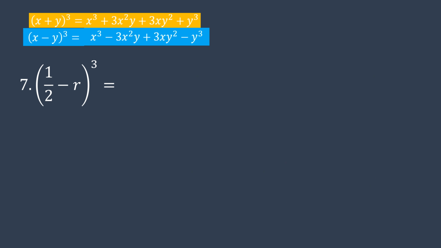Okay, so for our last example, this involves a fraction. So since it's a minus, we have to follow this model. So x cubed refers to our first term to be cubed. And our first term is 1/2 to the power of 3 minus thrice the square of our first term. So our first term is 1/2. We have to square it. And then times our second term, which is r. Plus thrice. We are done squaring the first. This time, we will be squaring our second.